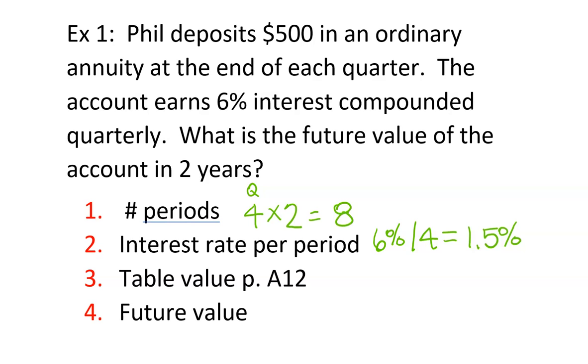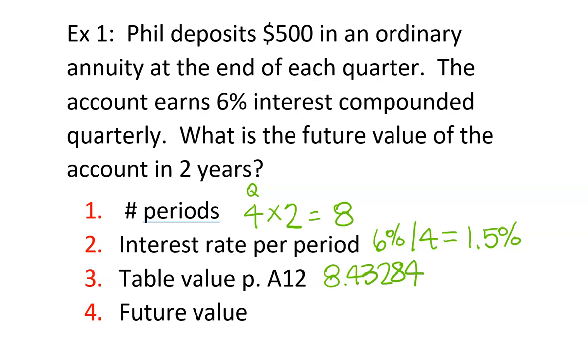So we're going to flip back to the table on page A12. We're going to look at the title. It says Future Value of an Ordinary Annuity. And we're going to go down 8 and over to 1.5%. You're going to notice that these numbers are quite a bit bigger than the ones we did the other day. This one is 8.43284. So far I need all 3 of these things: how many periods, what's the interest rate per period, and then what is the table value.